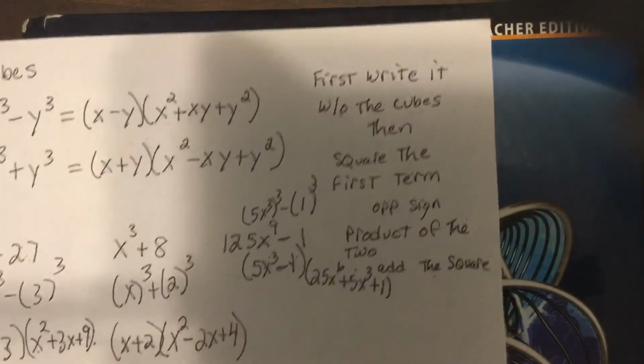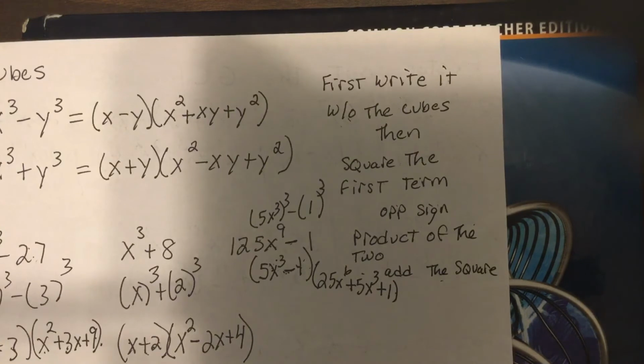So, say it one more time with me. First, write it without the cubes. Then, square the first term. Opposite sign. Product of the 2. Add the square.